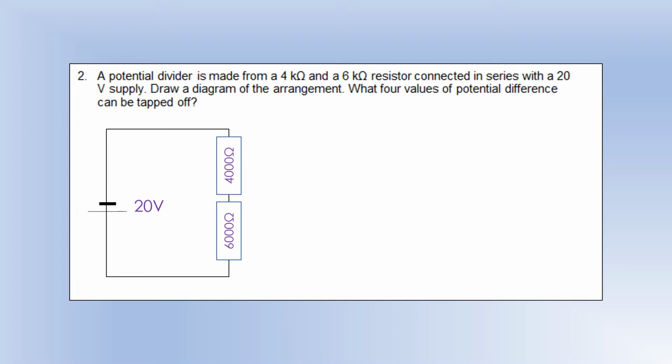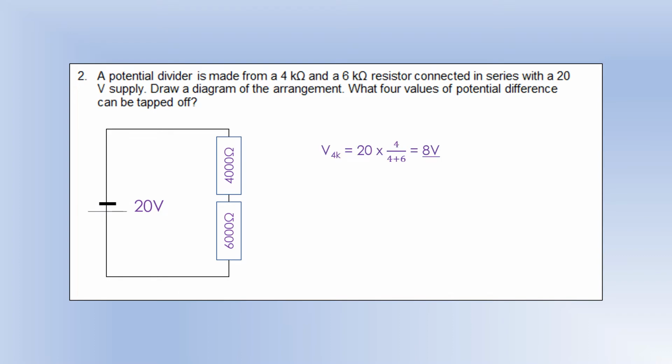Okay, so a potential divider is made of a 4 kilo ohm and a 6 kilo ohm resistor connected in series with a 20 volt supply. Draw a diagram of the arrangement and what 4 values of potential difference can be tapped off. So this is a diagram of the setup, the two in series with 20 volt power supply.